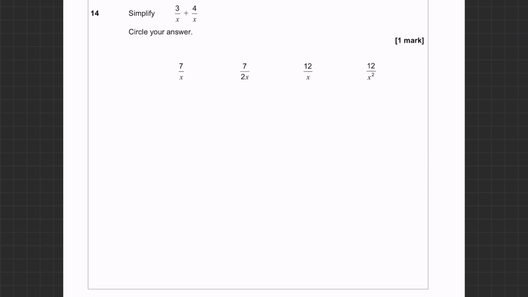A nice simple one. Simplify 3 over x plus 4 over x. We've got the same denominator, so it'll be 3 plus 4 over x, which is just 7 over x, which is this one here.